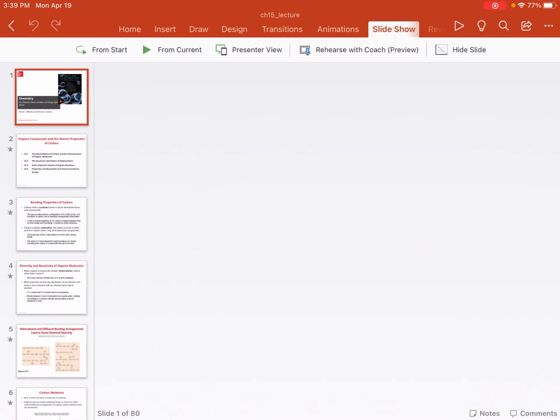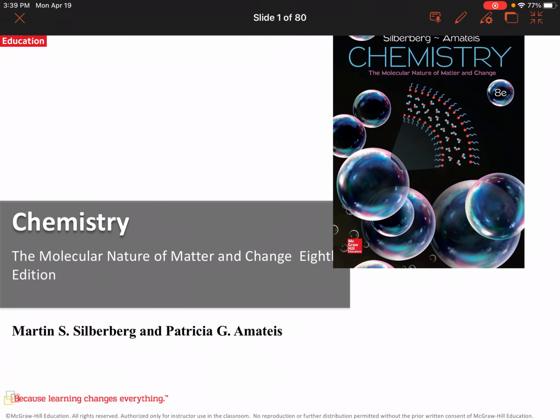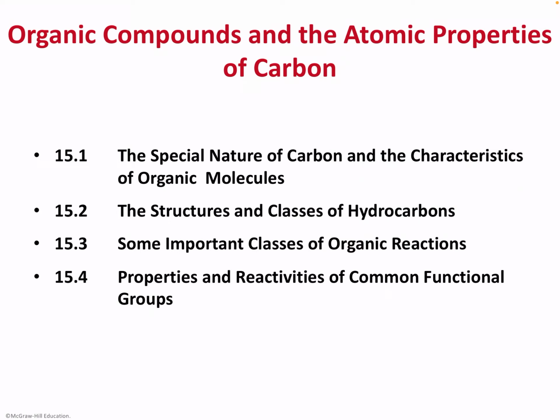Let's see what we have here. In this chapter we're going to learn about organic compounds and the atomic properties of carbon. We will be learning about the special nature of carbon and the characteristics of organic molecules, structures and classes of hydrocarbons, some important classes of organic reactions, and some properties and reactivities of common functional groups.